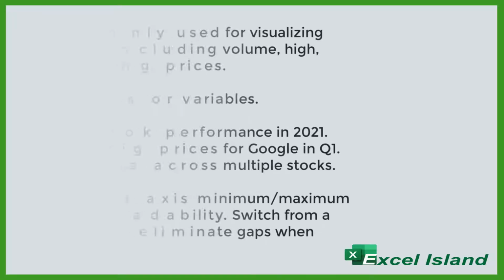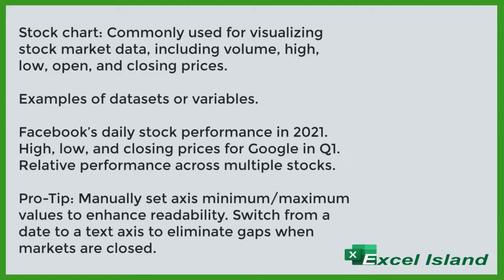And number 18 type of chart and graph we'll be learning today is called the stock chart, which is commonly used for visualizing stock market data, including volume, high, low, open, and close pricing. This is a type of chart that is very specific in nature. Examples of data you can use with it are Facebook's daily stock performance in 2021 or any other year you can think of.